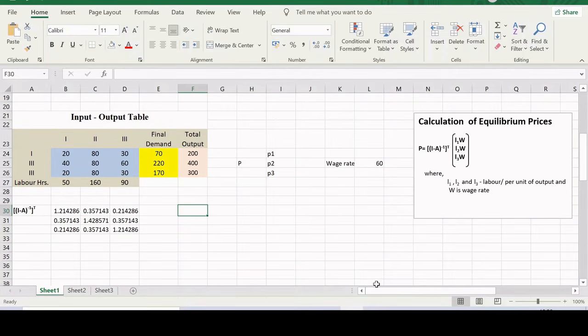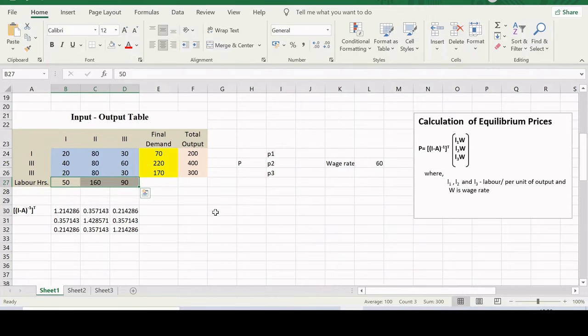After this, the second matrix is the labor cost per unit of output. Here we are given the total labor hours, and first we require the labor hours required to produce a single unit of output, or labor hours per unit of output. To find that, first I am transposing this labor hour matrix so that we can easily calculate the labor hours per unit of output.